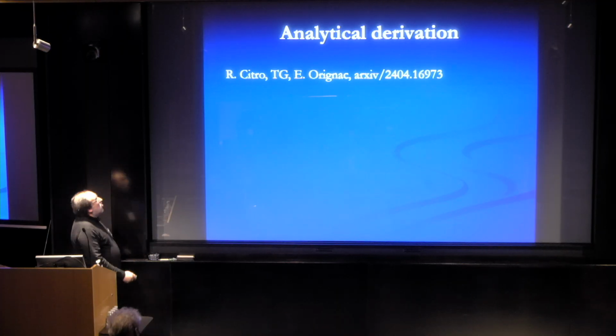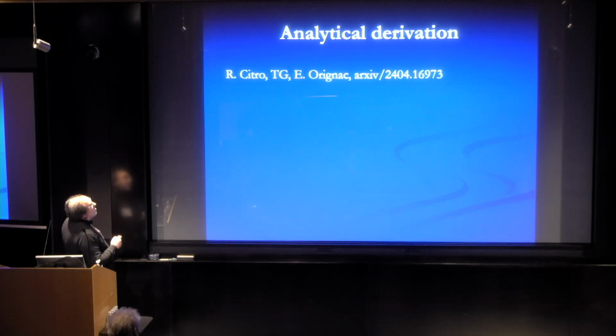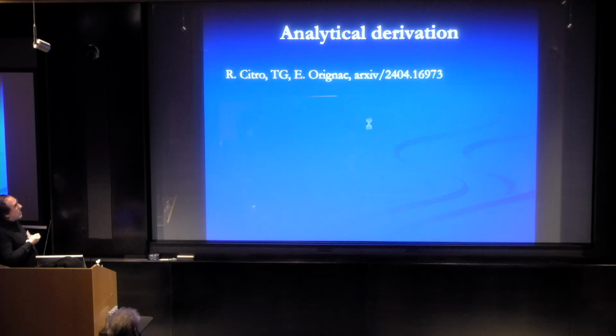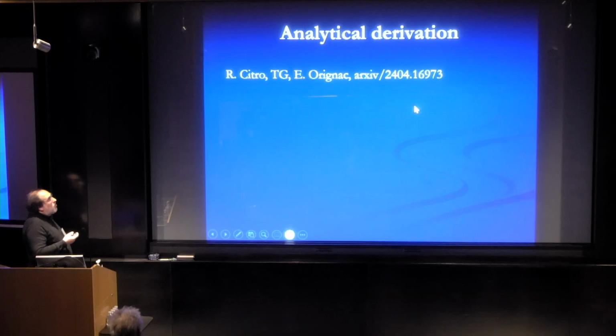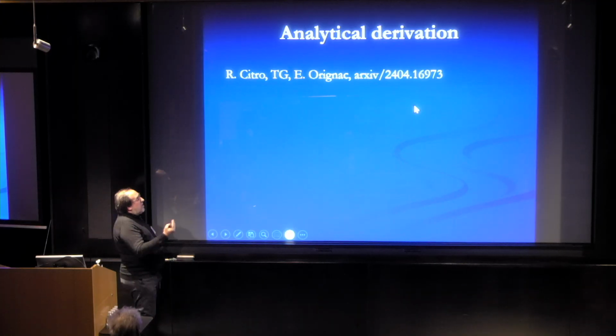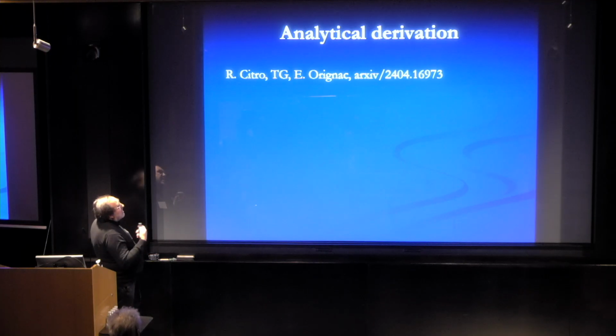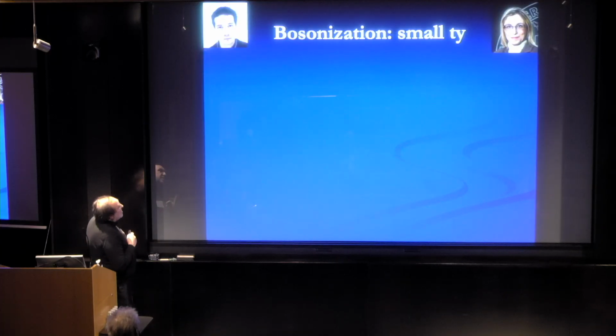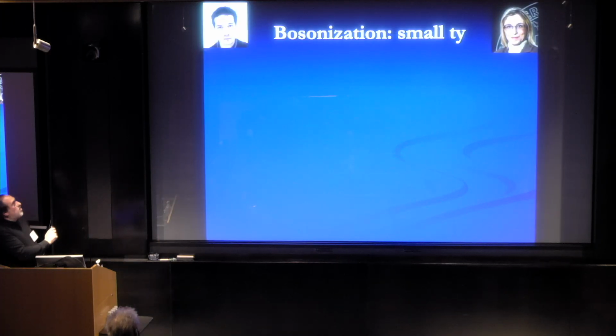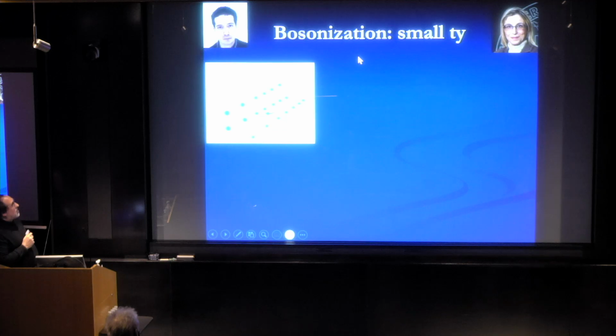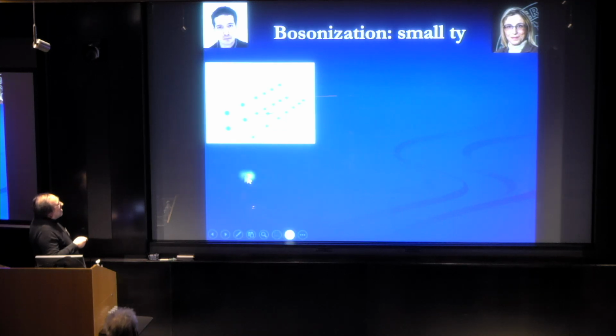Okay. So very recently, together with Roberta Citro and Edmond Orignac, we were able, in the opposite limit, the limit of small t perp, to find an analytical derivation of this behavior. I won't go into the calculation details, but this uses field theory, the so-called bosonization technique. This is the same ladder. This is just to say you put a voltage to cancel the imbalance.